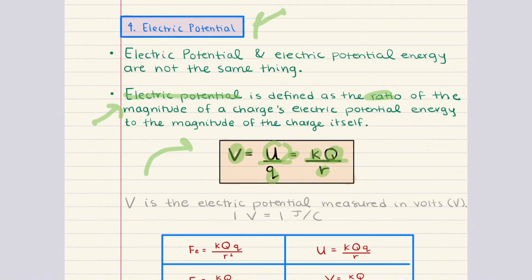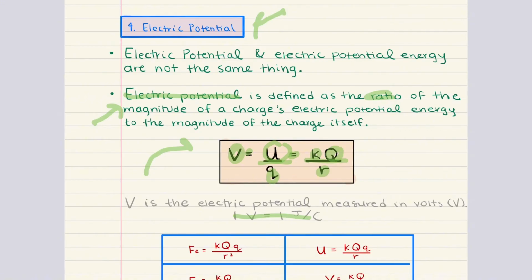Now I want to make note, we said electric potential is measured in volts. 1 volt is equivalent to 1 joule per Coulomb, meaning that electric potential quantifies how much energy is associated with each Coulomb of charge in a given location.